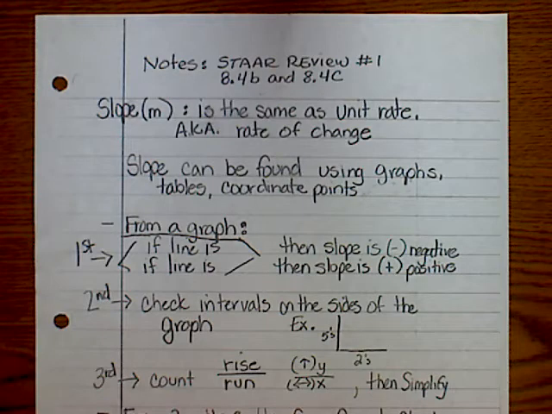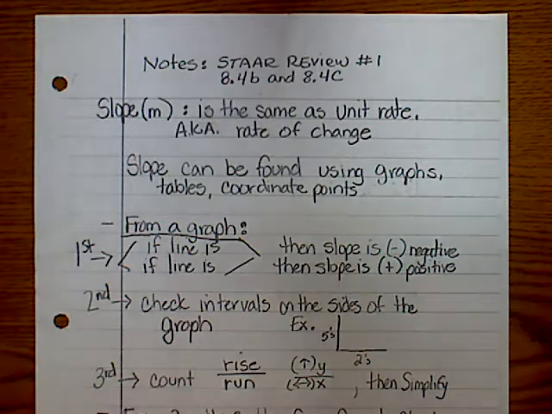Slope is the same as unit rate, the same as rate of change. It can be called all those words. They're talking about slope. Okay? Slope can be found using graphs, tables, and coordinate points. All right? Remember that you have a slope-intercept form of an equation. We also have a formula to find slope, and we'll go over all that.